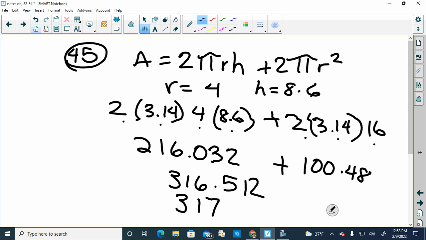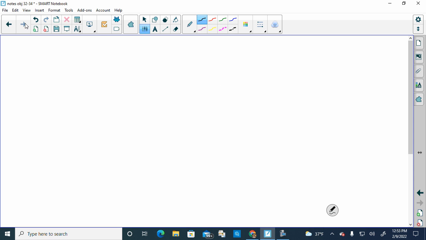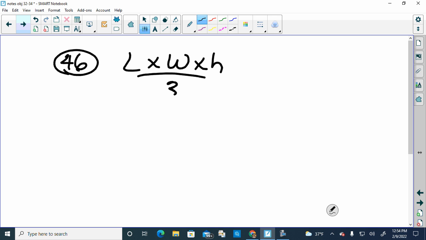Okay, so moving on to 46. So this one was like the very first one that we did, except they didn't say base. We actually have the length and the width and the height. Okay, so on number 46, you've got a pyramid, and it's a rectangle, square pyramid down at the base. So we've got to find the length times the width times the height. So length times width times height, and then we're going to divide it by 3.